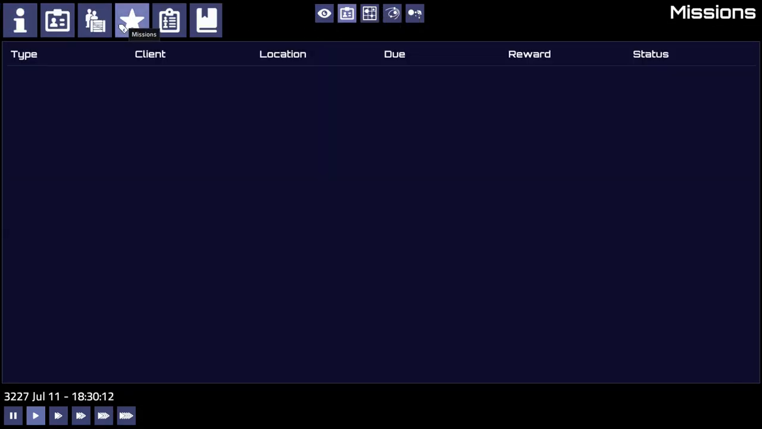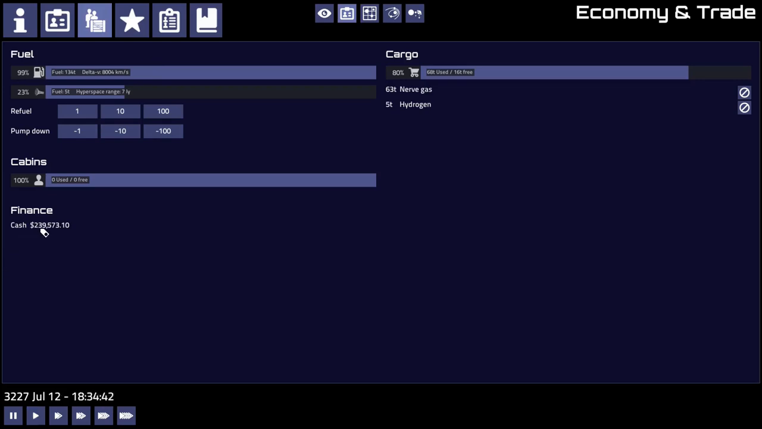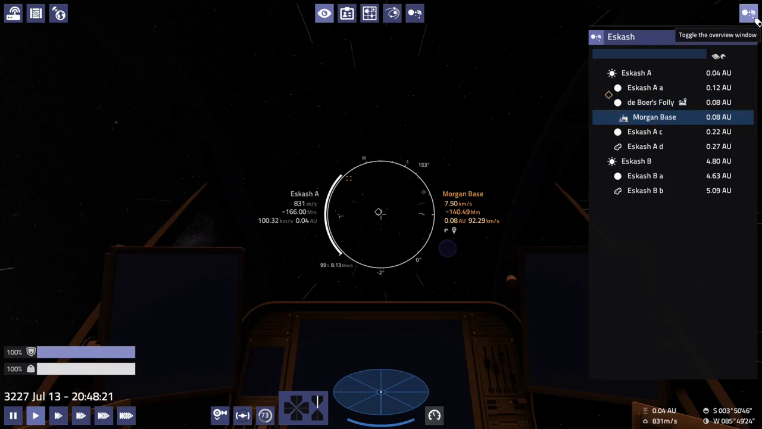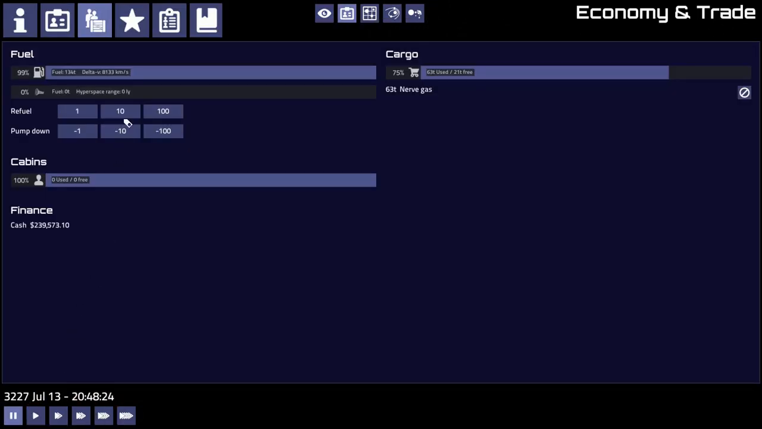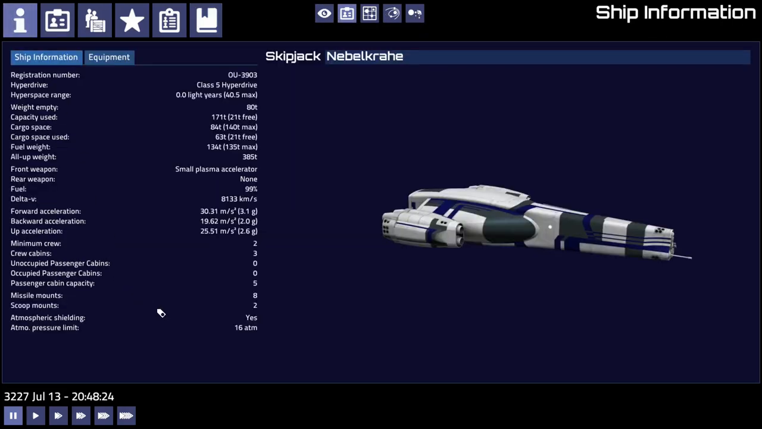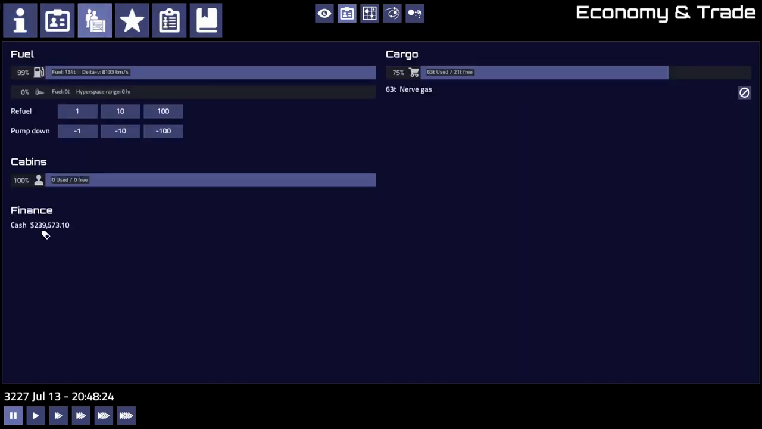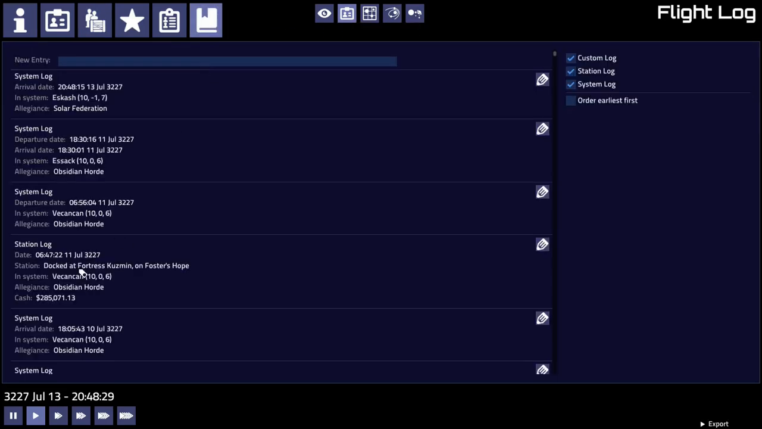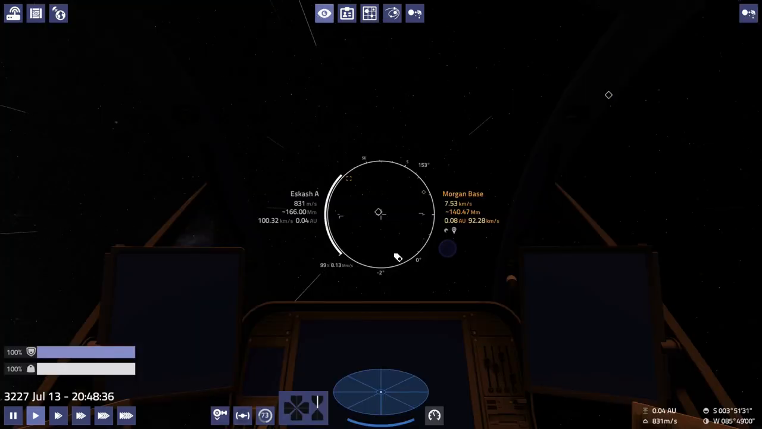So we had, let's see, where's my money? We had almost 28,000 credits. Okay, Eshkash. Target Morgan's Base. Hold on just a second. Alright, let's pause this real quick and take a look at the logs. Docked at Fort Kuzmin on Foster's Hope. So when we started, we had 285,000 credits. Now we've got 239,000 credits. If we can beat that 285,000 credits, then we'll have made our money back.